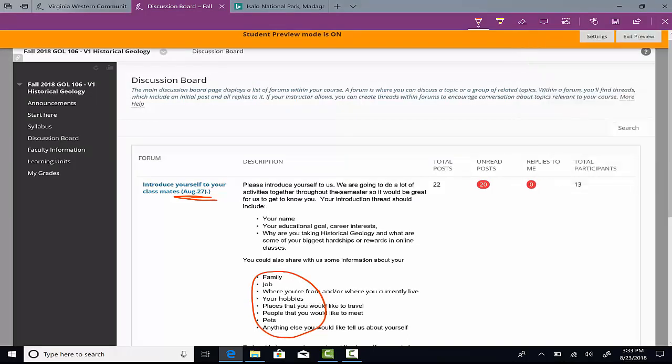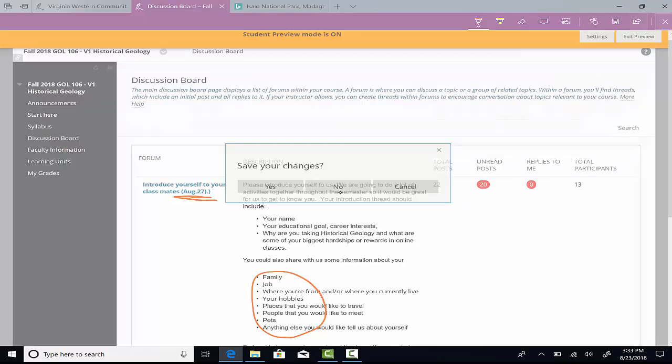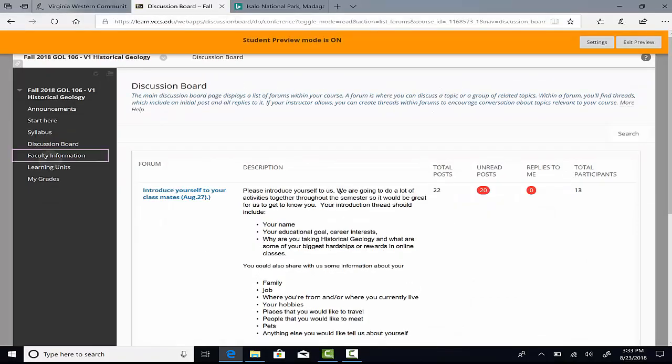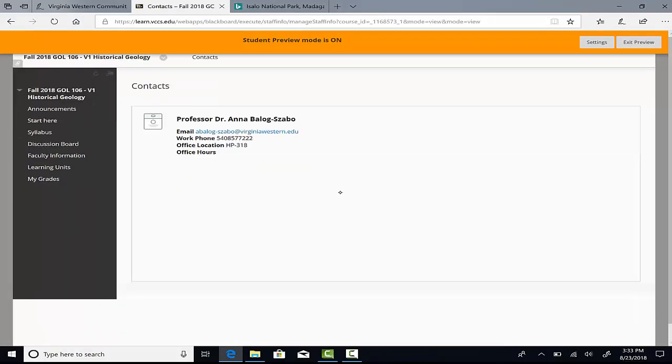The next one is the faculty information. So here is the faculty information. That is my name, my phone number, and this is my office location. As I said, the office, just call for a meeting so we can set it up. And then the next one is the learning units.